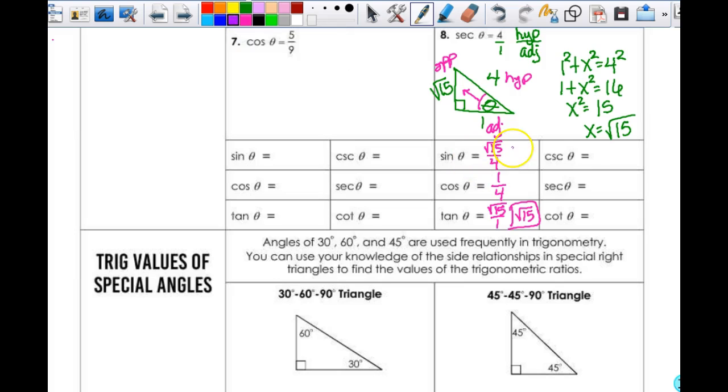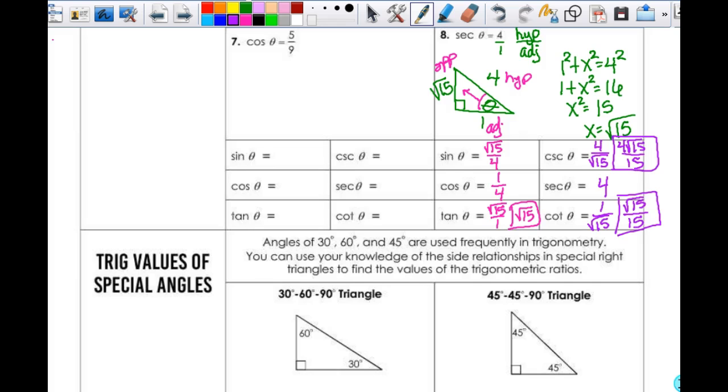Cosecant is the reciprocal of sine. So that gives me 4 over the square root of 15. And can I leave it like that? No. So that becomes 4 square root of 15 over 15. You see how easy rationalizing is? Reciprocal of cosine is secant, which is 4. They actually gave me that. These two I could have filled in from the beginning. Then cotangent is 1 over the square root of 15, and that gives me square root of 15 over 15. Okay. Everybody okay with all that so far?